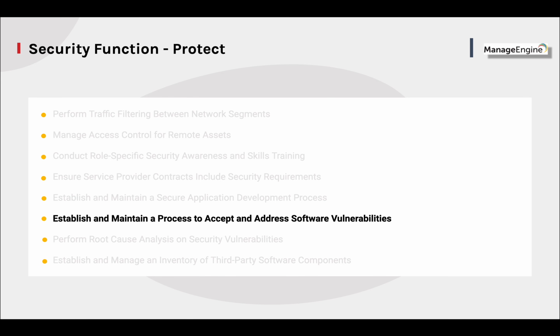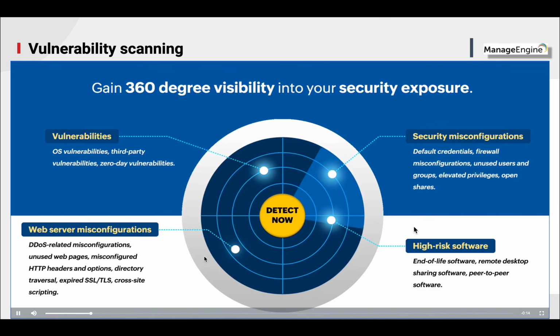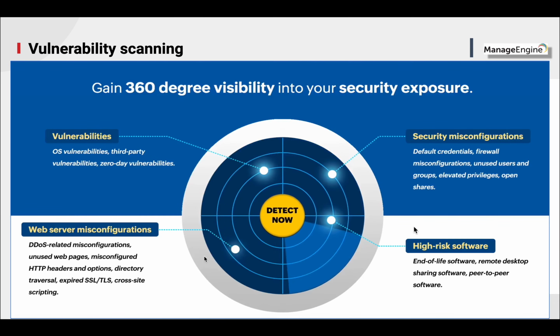Establish and maintain a process to accept and address software vulnerabilities. CIS suggests that an enterprise use a vulnerability tracking system, which should include severity rating, timing of identification, analysis, and remediation of vulnerabilities.